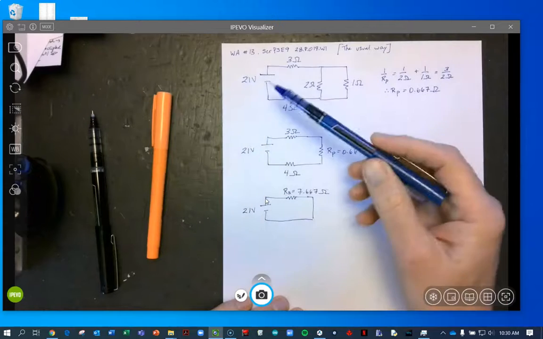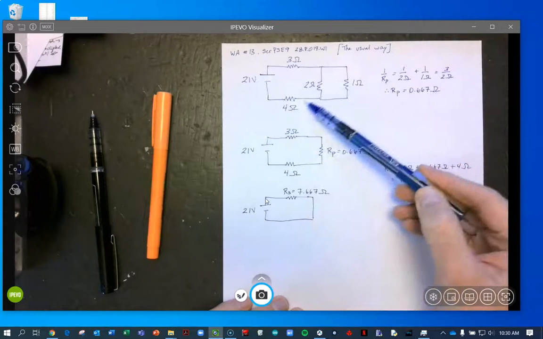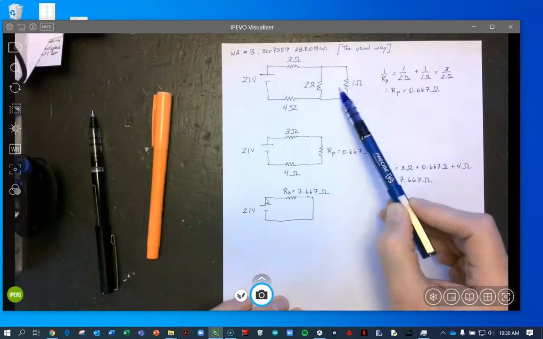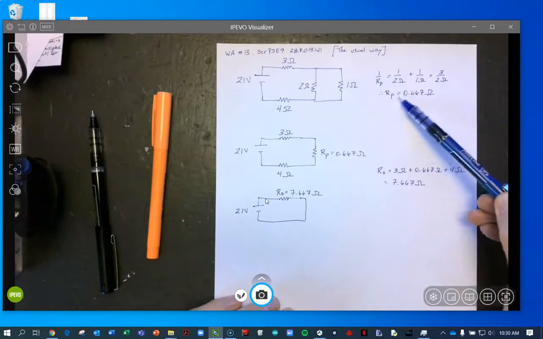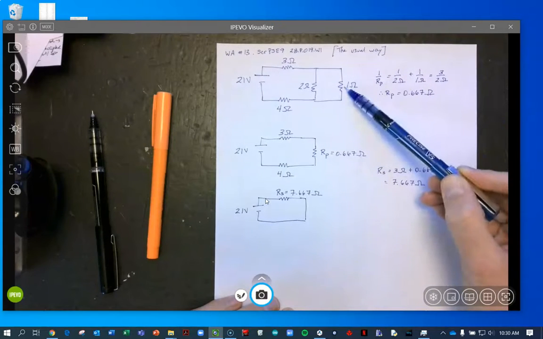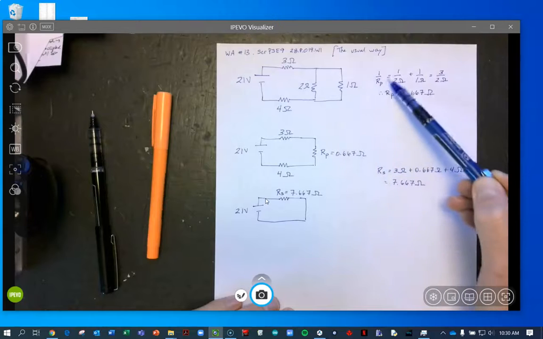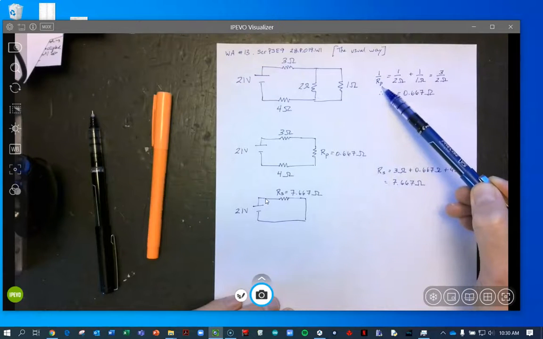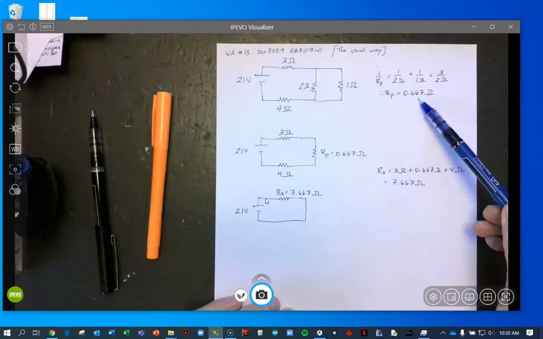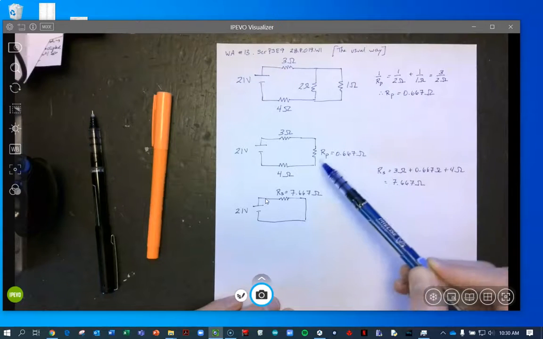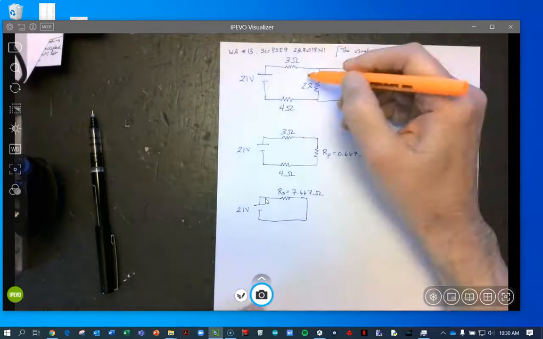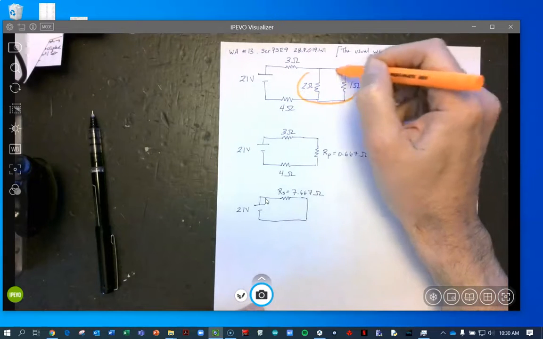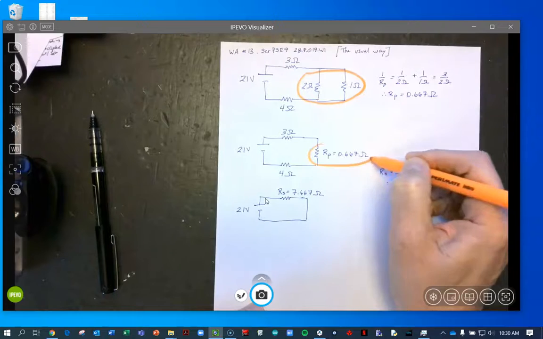So we start with our 4 resistors here. These two are in parallel, and this is the equation for resistors in parallel: 1 over 2 plus 1 over 1 is equal to 1 over our resistance in parallel. When you do the calculation, you see it's 2/3 of an ohm. So this little guy here is reduced to this guy here.